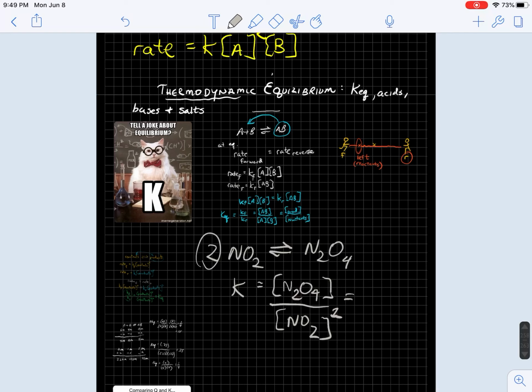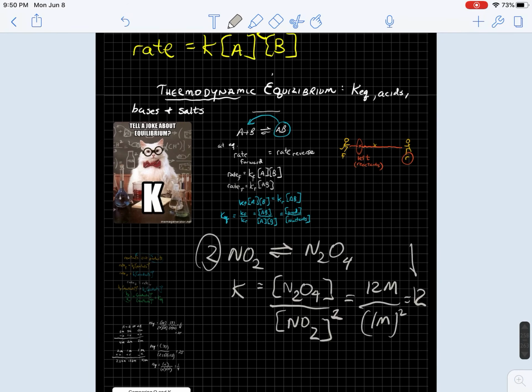So let's say we have something like this. At equilibria, we have 12 molar dinitrogen tetraoxide and 1 molar nitrogen dioxide. We would say that our KEQ for this is a value of 12. And when you have a number greater than 1 in the fraction, that means your product numerator is greater than your reactant denominator. So we would say that this favors products. We could make a general statement about the position of the equilibria, and we would say this favors products.